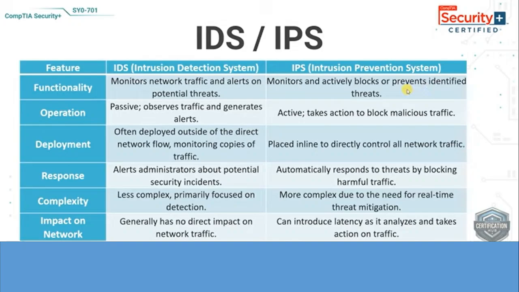If we talk about the first, the functionality, IDS is basically used to monitor the network traffic, and it generates alerts on potential threats. If there is any threat, it will generate an alert only. It will not do anything more than that. It will generate an alert and send a message to the administrator: there is a threat, some unknown activities are going on.